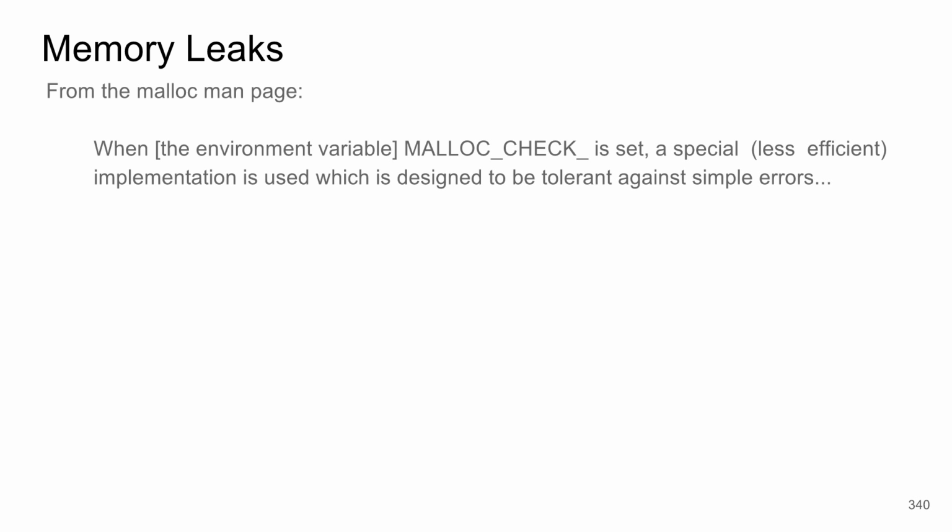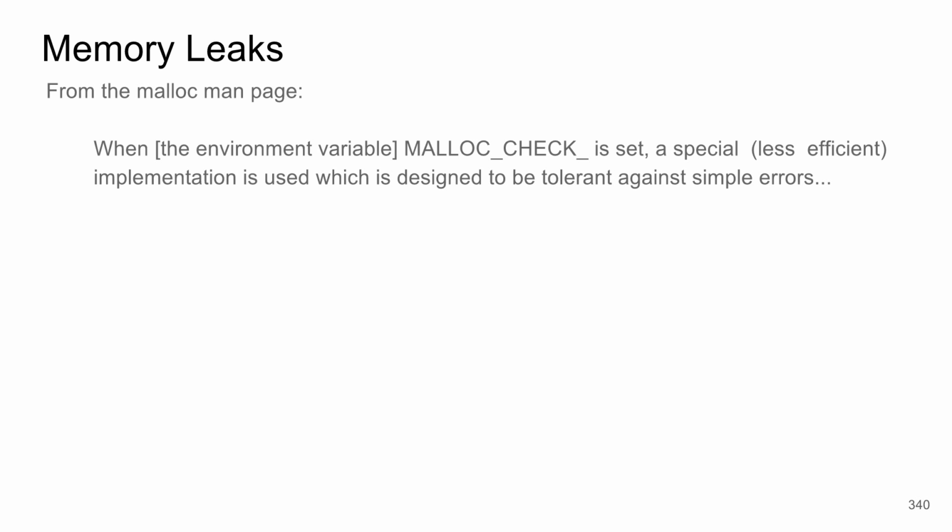So from the malloc man page, we see when the environment variable MALLOC_CHECK_ is set, a special implementation of malloc is used, which is designed to be tolerant against simple errors. And notice that it says less efficient, so it will be checking for more memory management errors. It'll handle more things for you, but again, this will be less efficient because it's got to do more stuff now. So if we set this environment variable MALLOC_CHECK_, we can have it look for more errors for us.